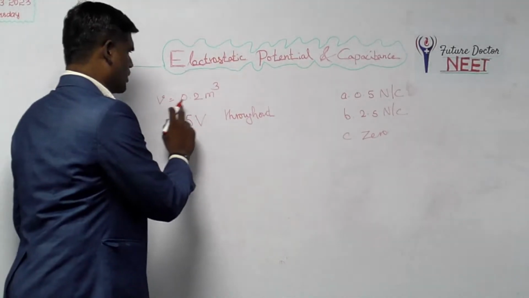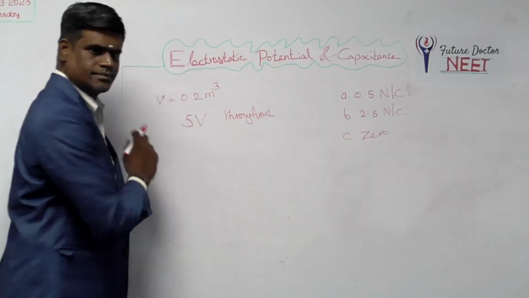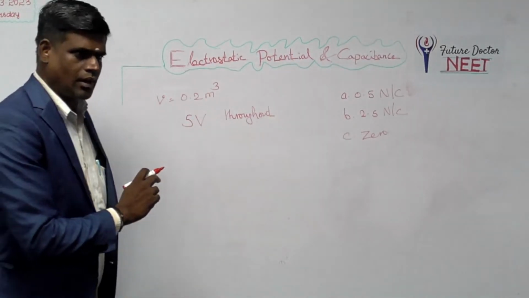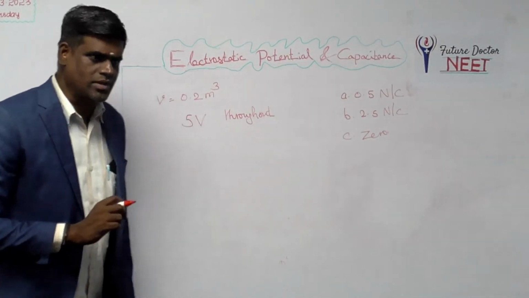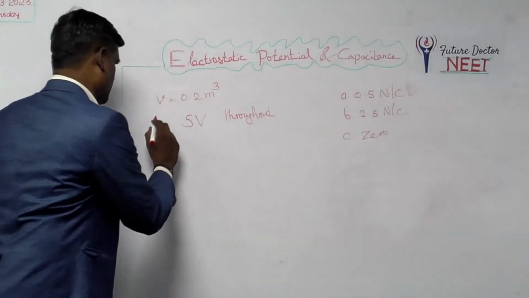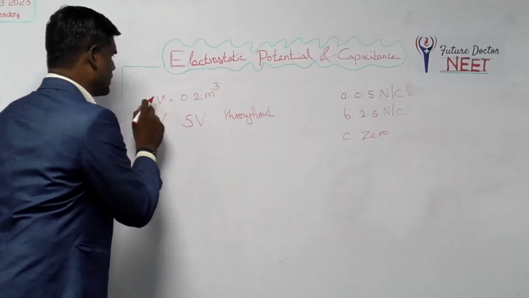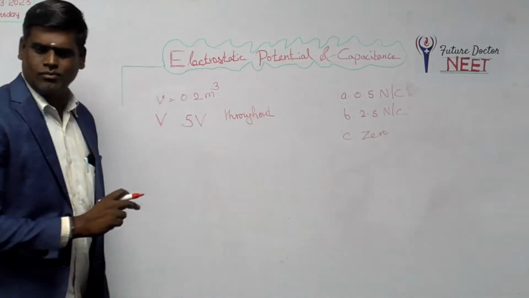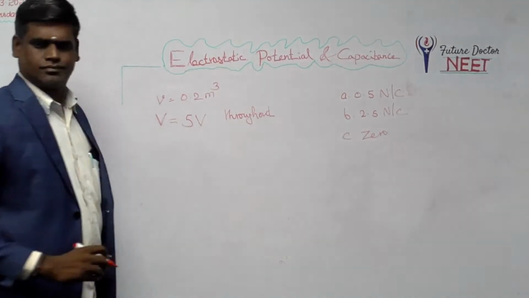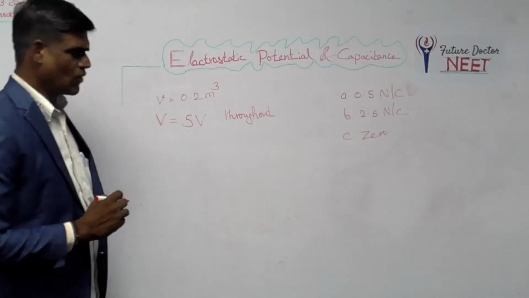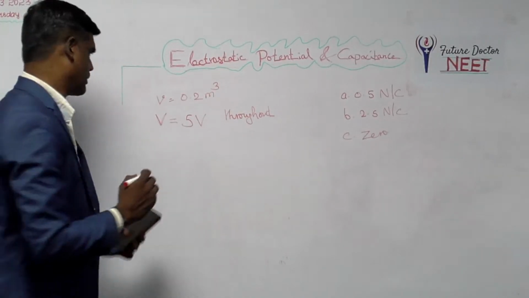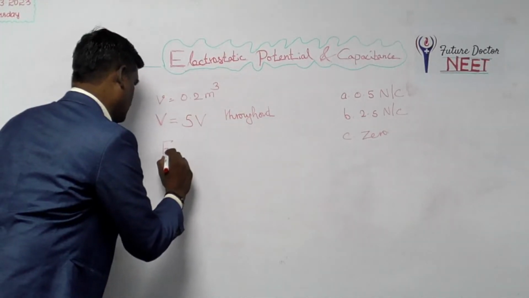Okay. So volume is given. What is this physical quantity? Electric potential. Symbol for electric potential? Capital V we will keep, because we may confuse this V and this V. Small v is volume, capital V is potential. V equal to 5 volts. Okay. Then, what do you want to find? Electric field. Magnitude of electric field. E value you should find out.